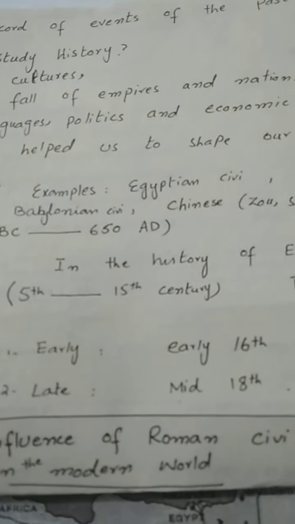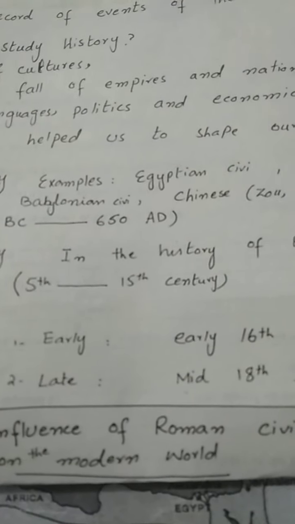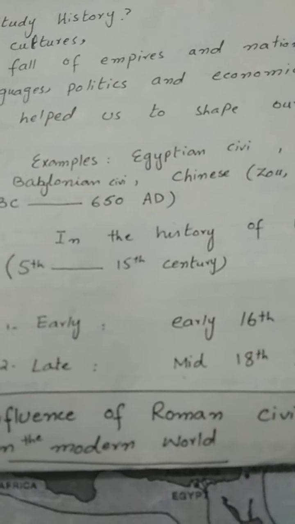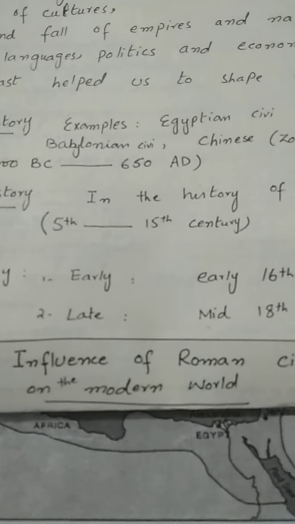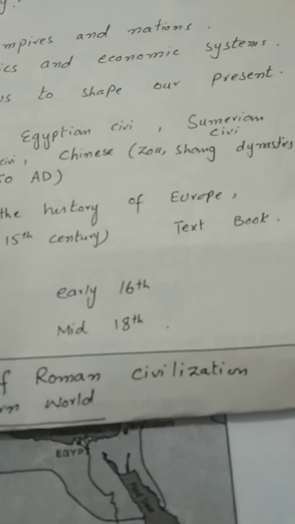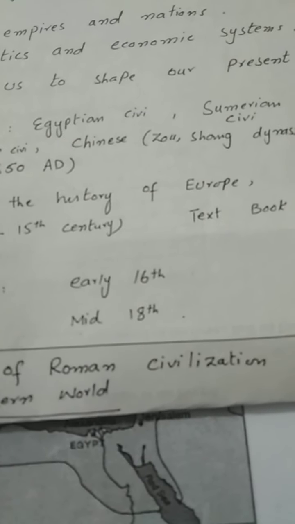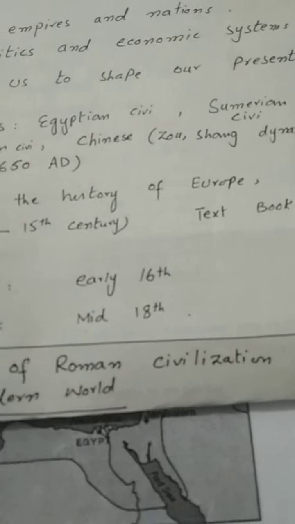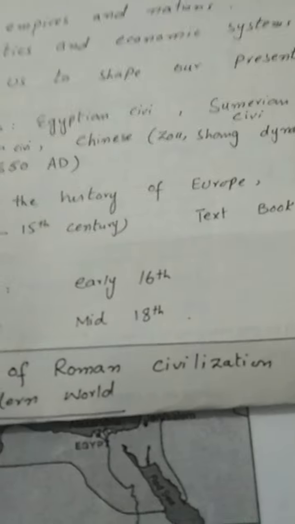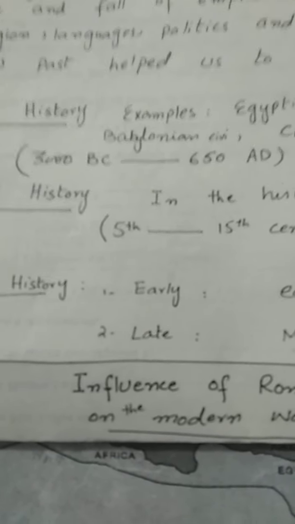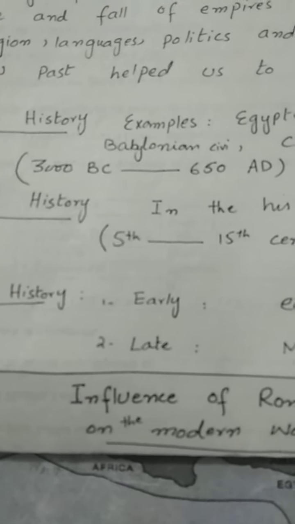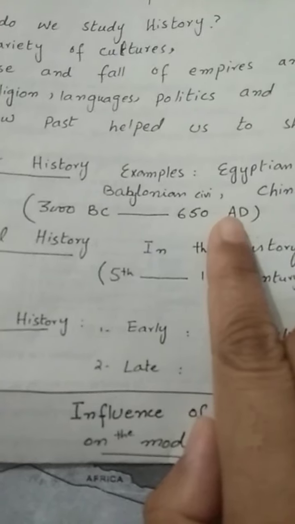So let's recall the ancient history. The examples of ancient history you read in class 6 are the Egyptian civilization, which developed in Egypt, the Babylonian civilization, which developed in Iraq, and the Chinese civilization, which developed in China. Examples from these civilizations are the Zhou dynasty and Shang dynasty, which you read in class 6. And the time span of ancient history is 3000 BC to 650 AD.